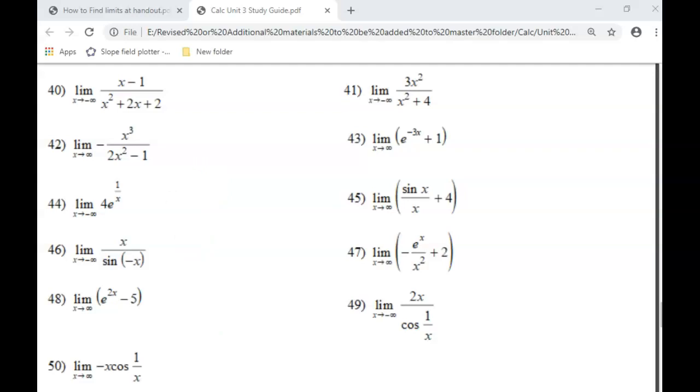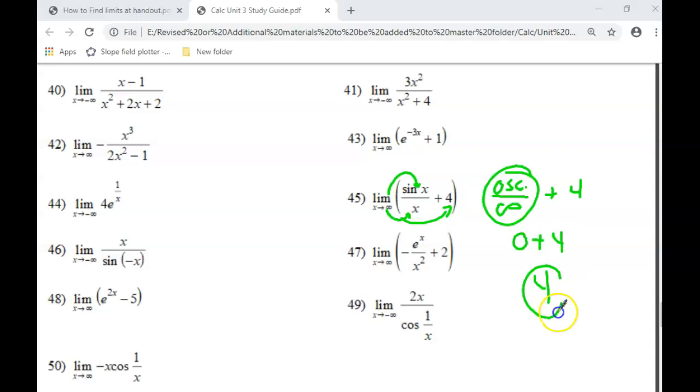All right, let's go ahead and take a look at number 45. In this case, if you plug infinity into a sine function, you get an oscillation. But on the bottom, it's going to be infinity. And then here you get 4. Now, we talked about this. And oscillation over infinity is 0. So once again, 4 again.